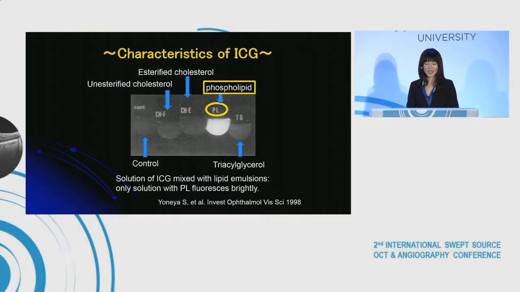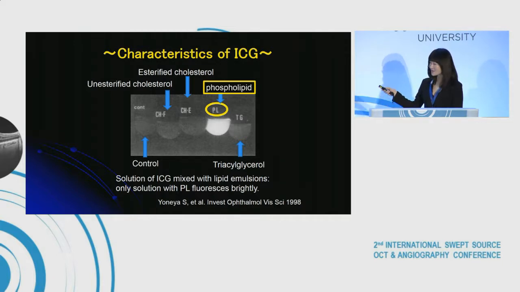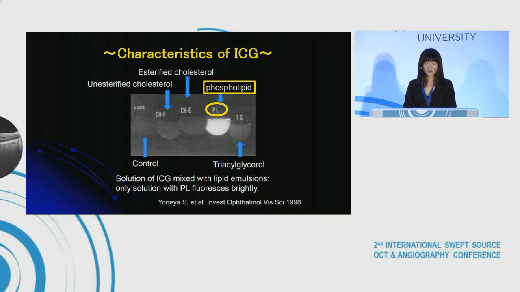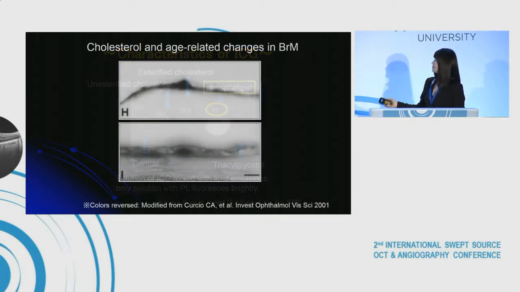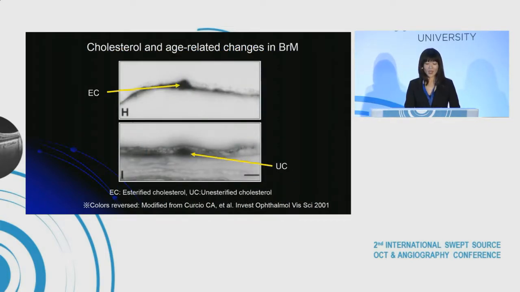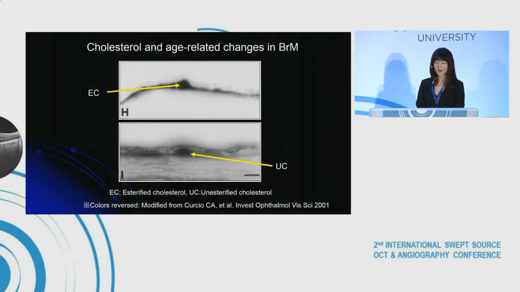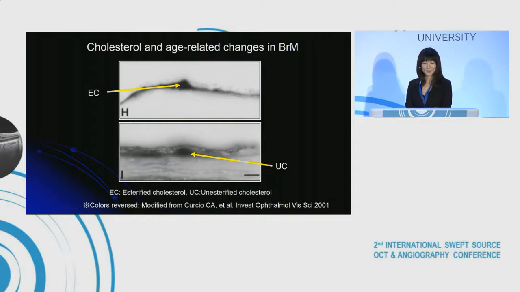ICG has the characteristic of binding to phospholipids, but other compounds such as esterified cholesterol, unesterified cholesterol, and triacylglycerol are not readily bound. These pathological images show changes with aging at the Bruch's membrane level. This patient is over 60 years old. Esterified cholesterol and unesterified cholesterol are deposited at the Bruch's membrane.